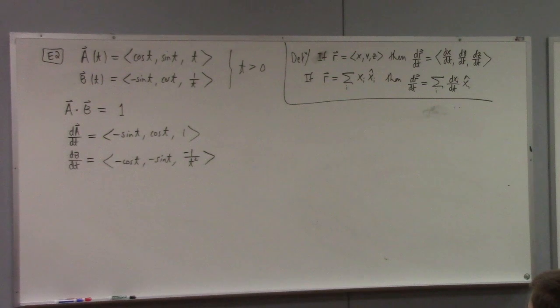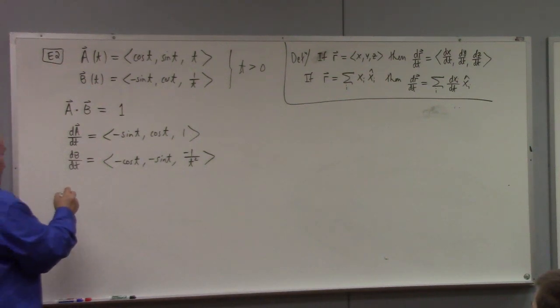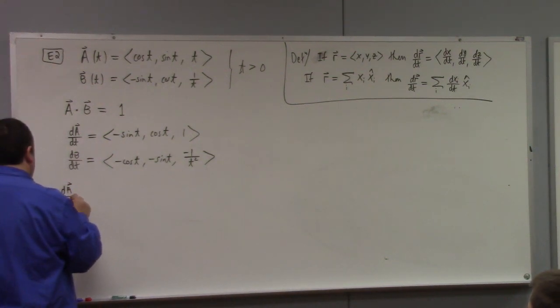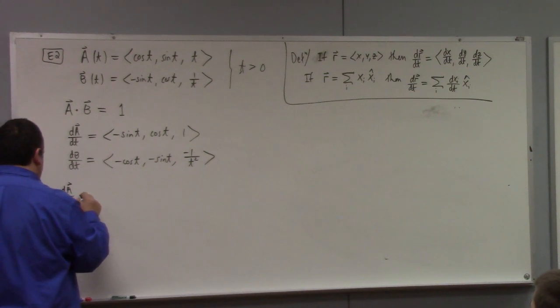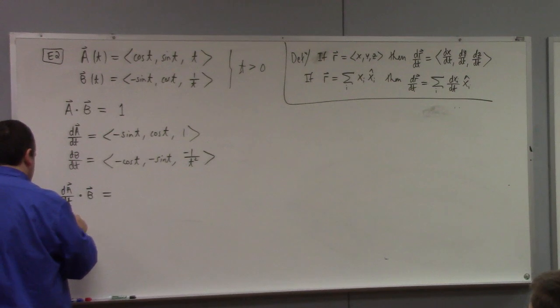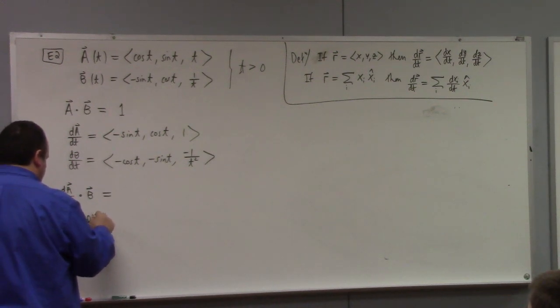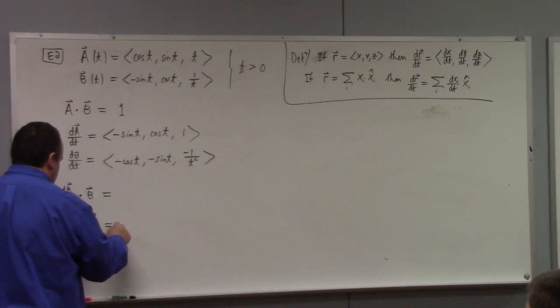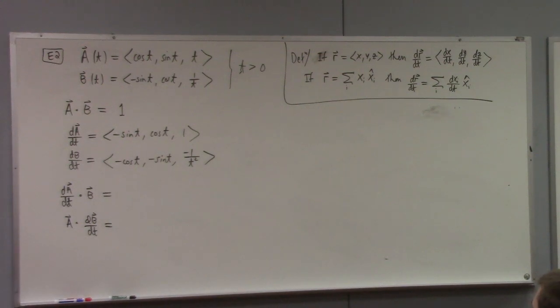So if we calculate dA/dt dot b, what do we get? If we calculate a dot dB/dt, what do we get? Let's look at these separately and try to see how all this goes together. What's dA/dt dot b?